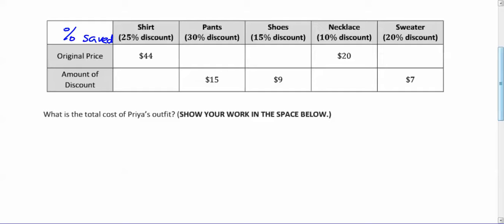Original price, is that going to represent the partial amount she's paying or saving, or is that going to represent the whole amount of the item? Whole. Very good. So original price means you're paying 100% retail value there. That's the whole amount, okay? The amount of discount, that's obviously a part, right? Is that the part you pay or the part you save? Save. Very good. All right, part saved.